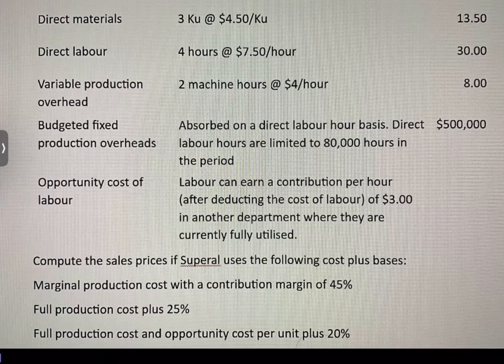But what we want to do is to price this product. We have 3 different bases to use, but we want to use the cost plus method. The first one is to use marginal production cost with contribution margin of 45%. We use full production cost at 25%, and we use production cost and opportunity cost plus 20%. The last one is a hybrid, you can see. Like I said, you can have a combination of the methods. It depends on what the company wants to do, right?